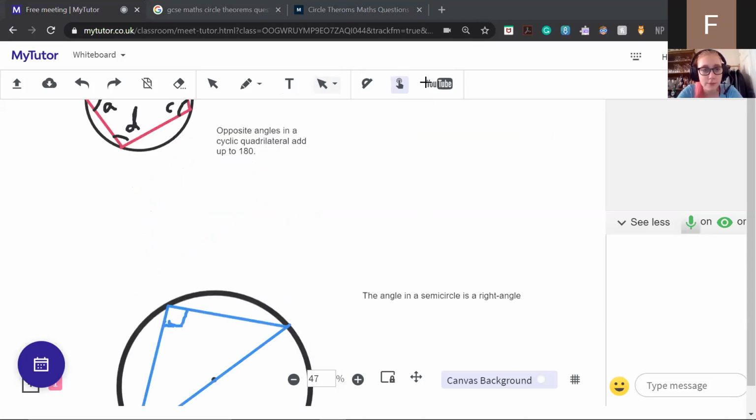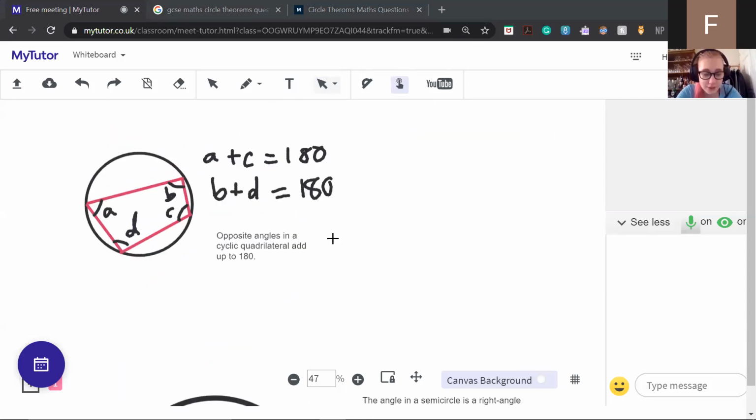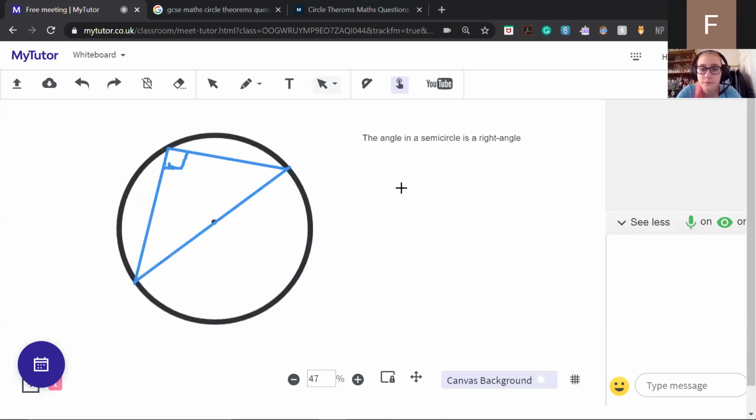Someone asked, just from this one, what's the cyclic quadrilateral? Again, it's a four-sided shape that fits exactly within a circle. So it's not smaller than or bigger than. The edges are exactly on the same points of the circle. And we'll see more examples of these, as I said.